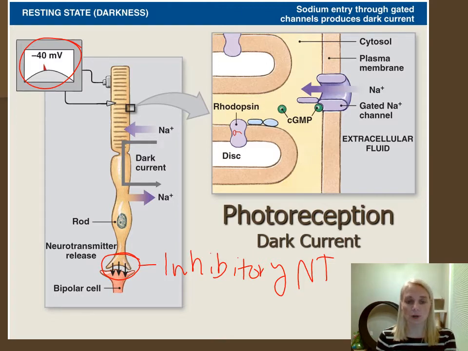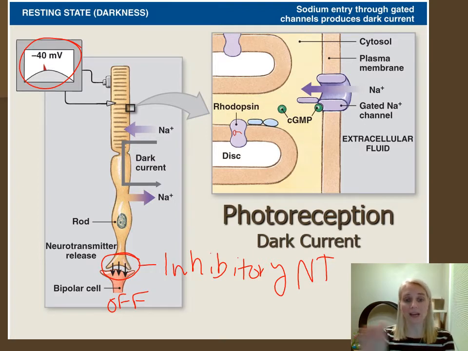So this inhibitory neurotransmitter is keeping the bipolar cell turned off. Because remember, rods and cones, bipolar cell, ganglion cell, and then to the brain. So if the rod and cone is in the off position, which is no light, it is actively inhibiting the bipolar cell from depolarizing, which is going to keep the ganglion cell from depolarizing, which means no signal is being sent to the brain. So in this dark state at -40 millivolts, the photoreceptors, the rods and cones, are releasing an inhibitory neurotransmitter, keeping the bipolar cell off. Okay? Well, how is that happening?